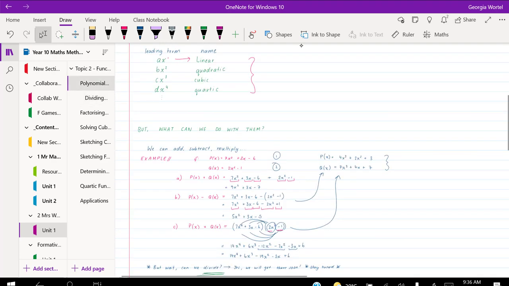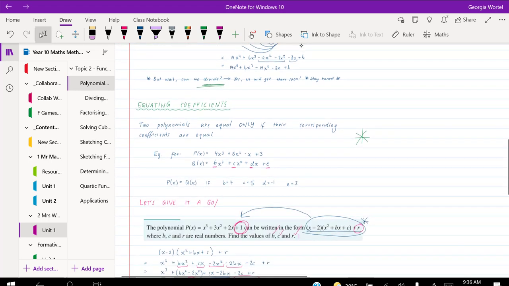One other thing to note from last lesson is the idea of equating coefficients. So that's what we did just here. And this technique is going to come up pretty heavily throughout today's lesson. It's what we're going to do in order to divide our polynomials.